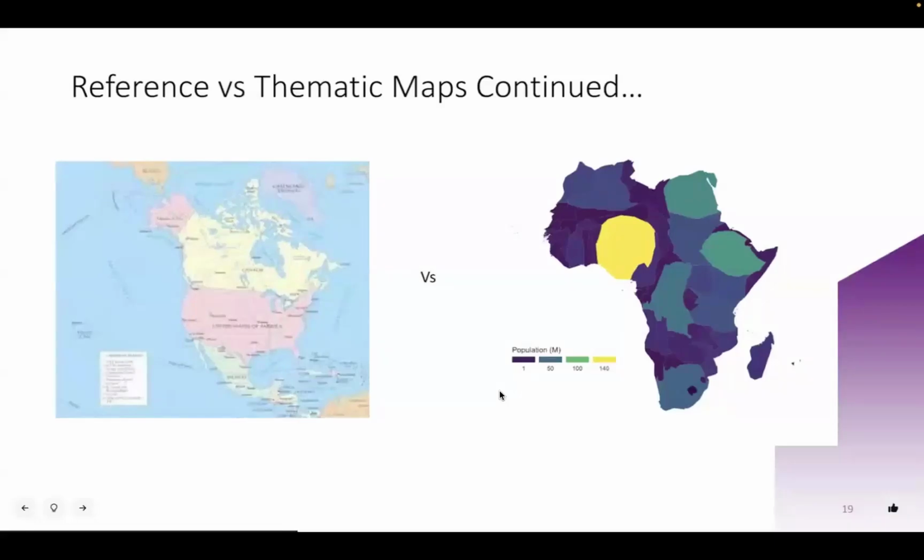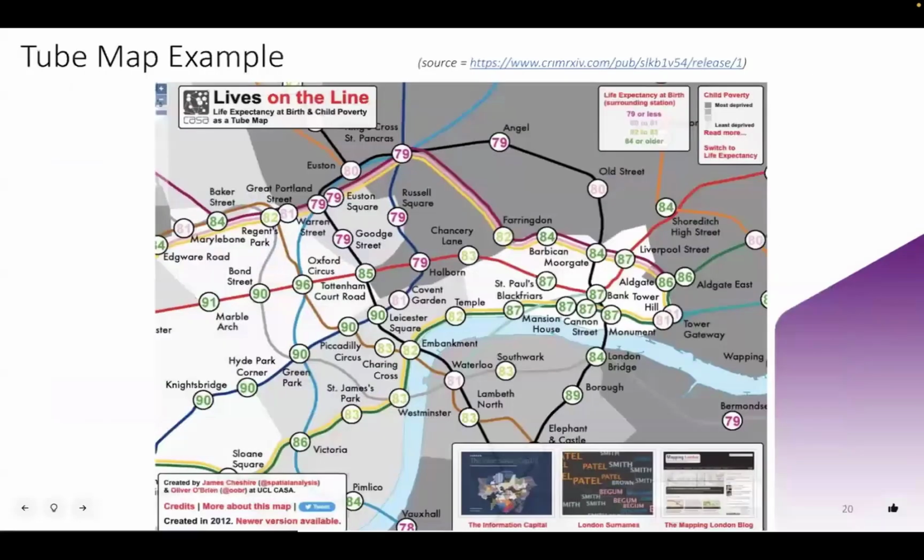So let's take a look at an example that was done called Lives on the Line. In this study, they found that most government statistics typically are mapped according to what we call official geographical units, such as wards or lower layer super output areas. And you might be thinking, what does that mean? What are you on about? Well, that's exactly the point.